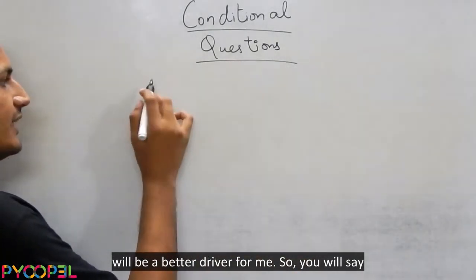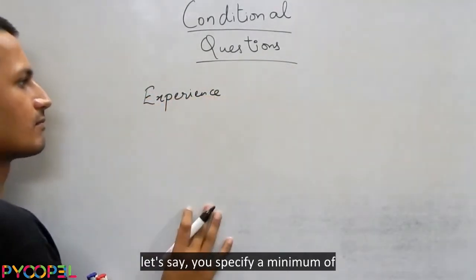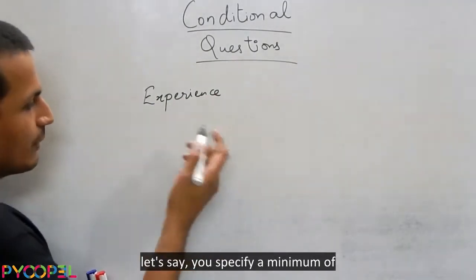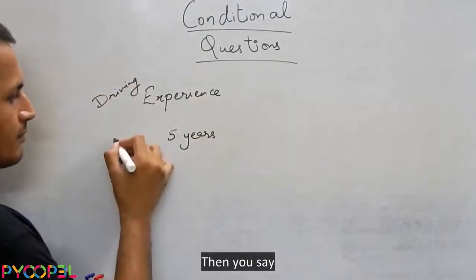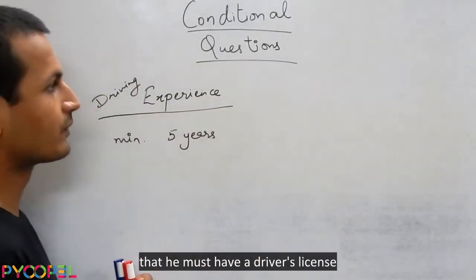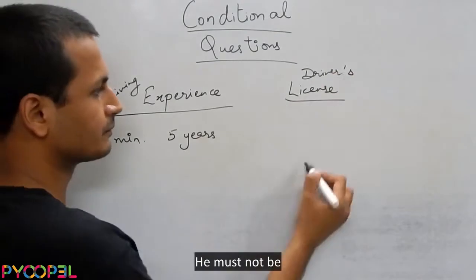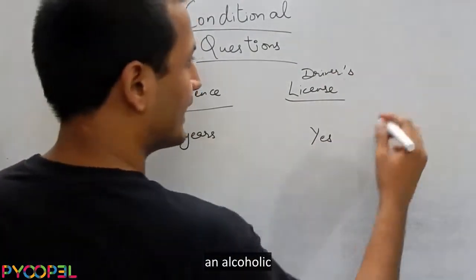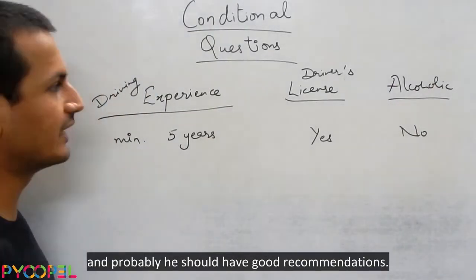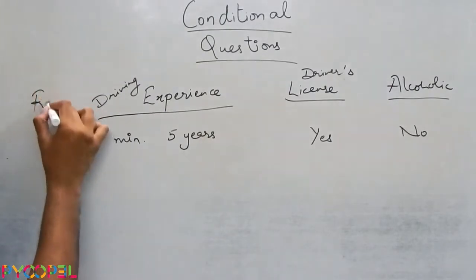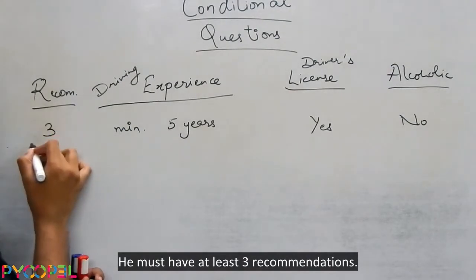So you say that he has to have experience. Let's say you specify a minimum of 5 years of driving experience. Then you say that he must have a driver's license. He must not be an alcoholic. And probably he should have good recommendations. So let's put in here recommendations. Let's say he must have at least 3 recommendations.